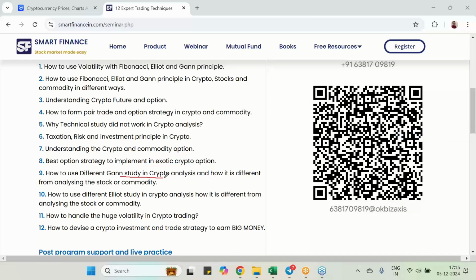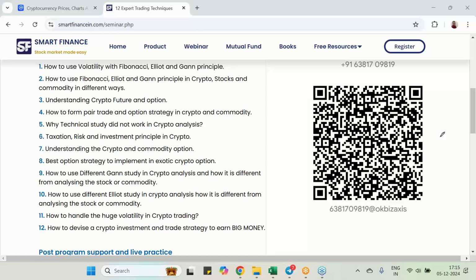How you can use different Gann studies in crypto analysis and how it is different from stock and commodity analysis, that also will be discussed. Elliot studies, how you should do them, that also will be discussed. And crypto is a very highly volatile instrument, how you can handle the volatility. It moves 20-25% up, sometimes 50% down and all. How you can handle that, that also will be part of our discussion.